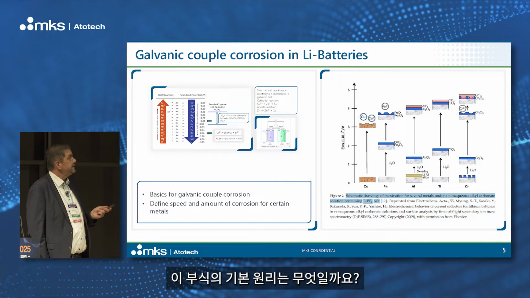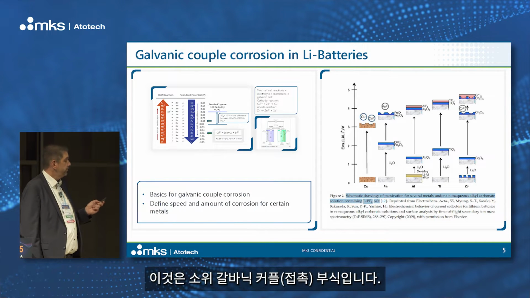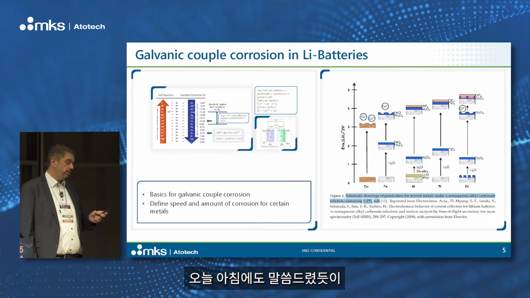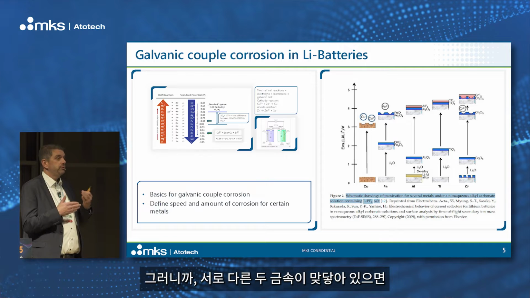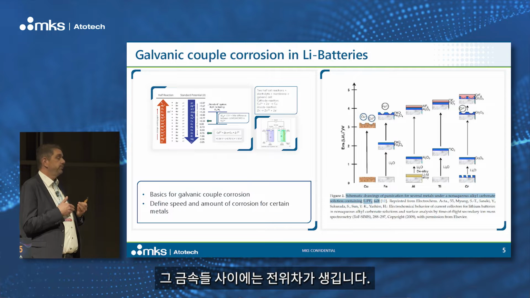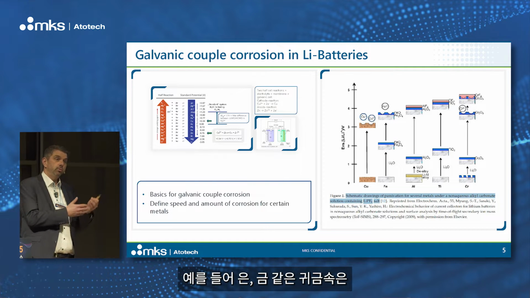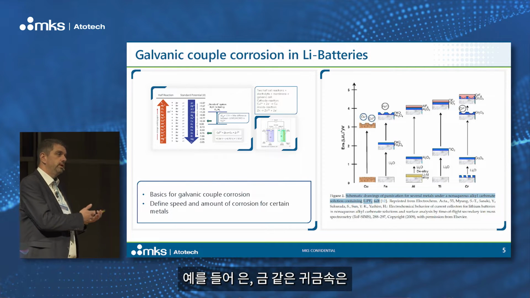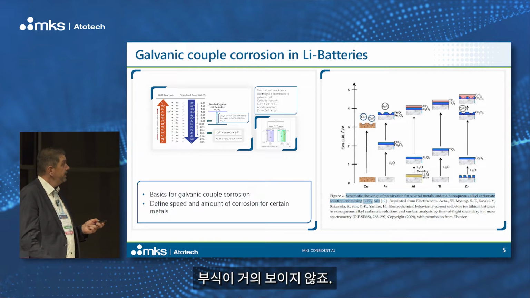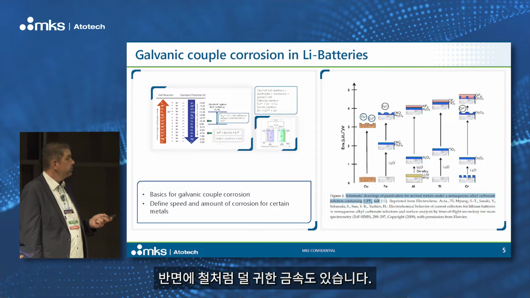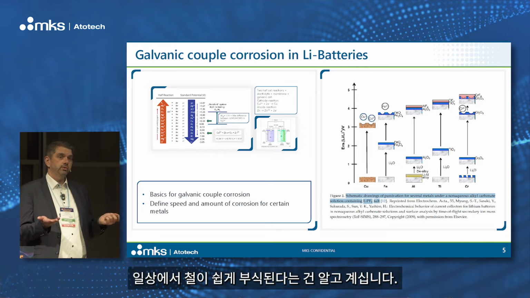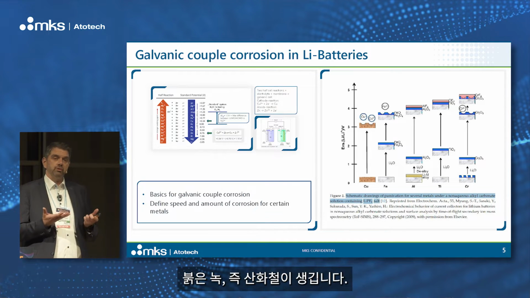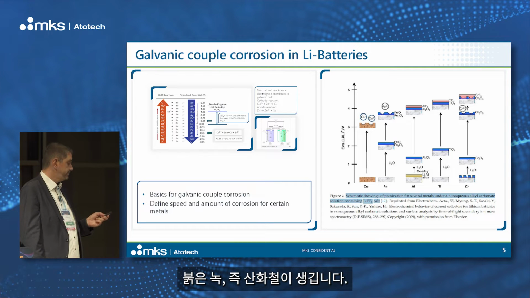What is the basis for this corrosion? This is so-called galvanic couple corrosion. I mentioned this already this morning. Whenever you have two different metals in contact with each other, there is a potential difference between these metals. Maybe noble metals like silver, gold, you don't see corrosion of these. And you also know not so noble metals like iron. We know in our normal life, iron will easily corrode. You have this red rust, this red iron corrosion.